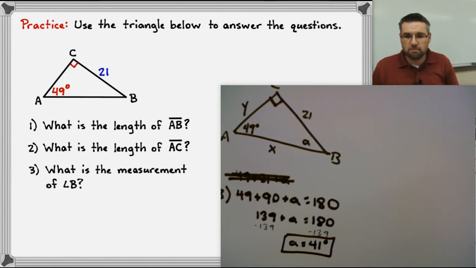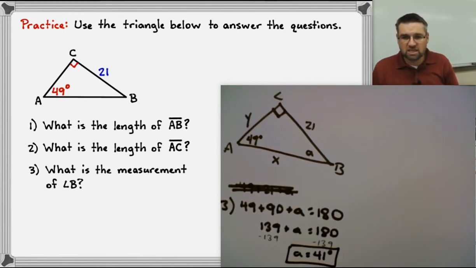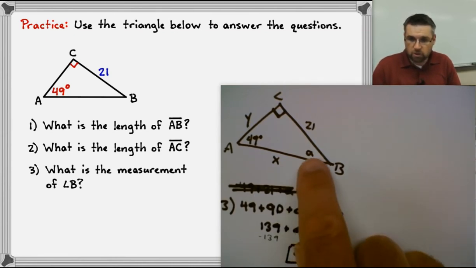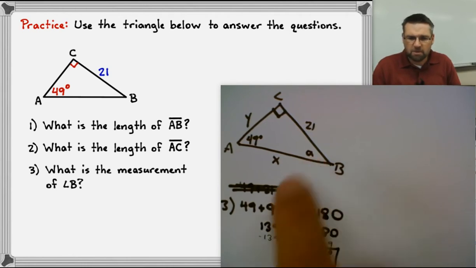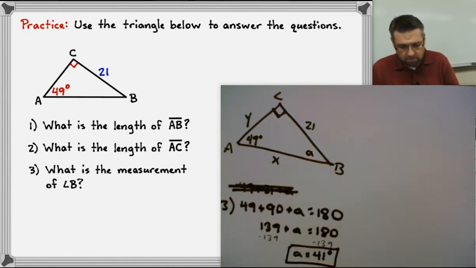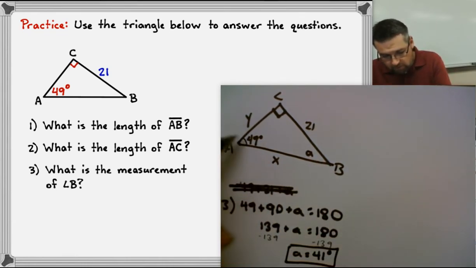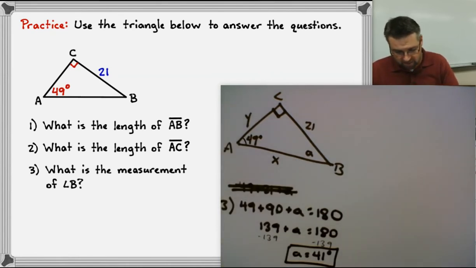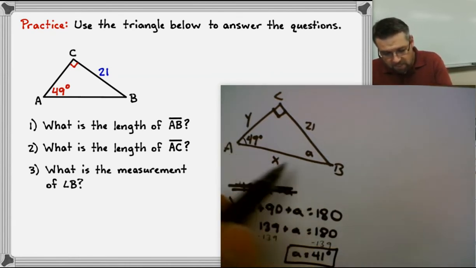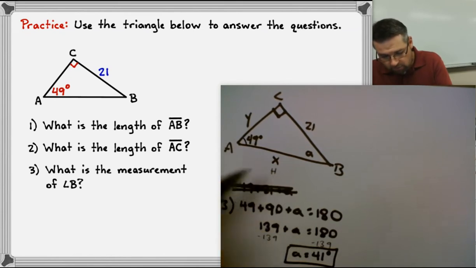But let's go back to number 1 now. Number 1 says find the length of AB. Now, I could use the 41 degrees that I just found, but I'm going to use what's given to me. So I'm going to talk about the 49 degrees, okay? If I'm looking for the length of AB, AB is my hypotenuse.